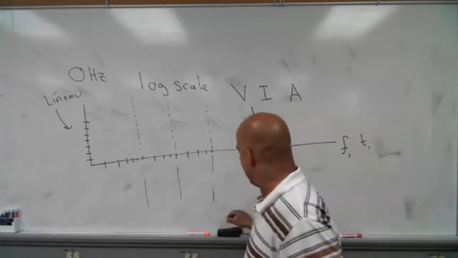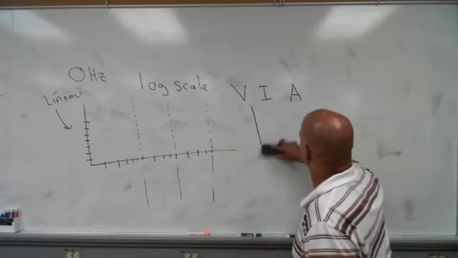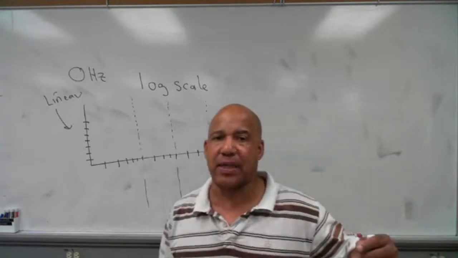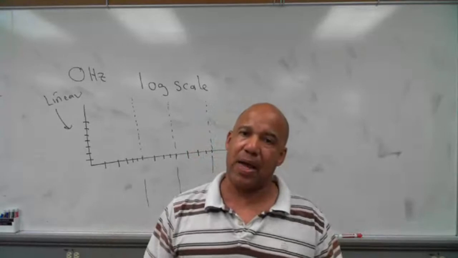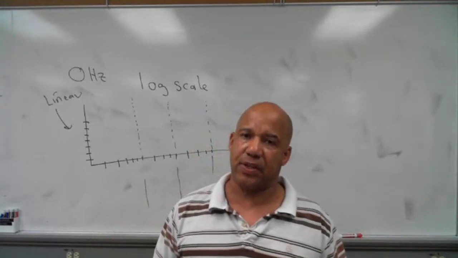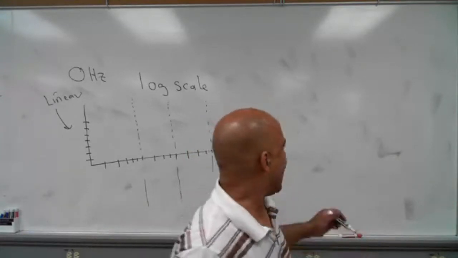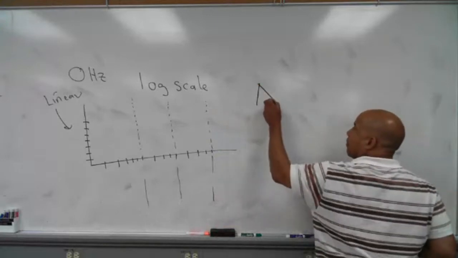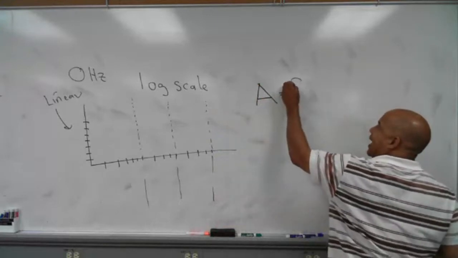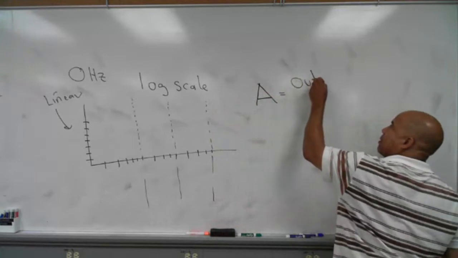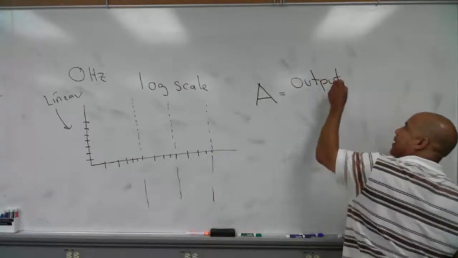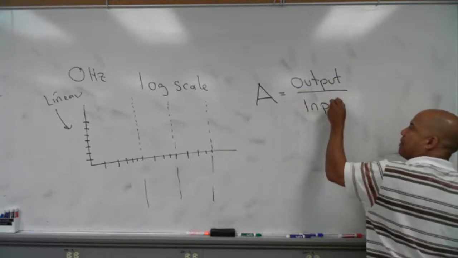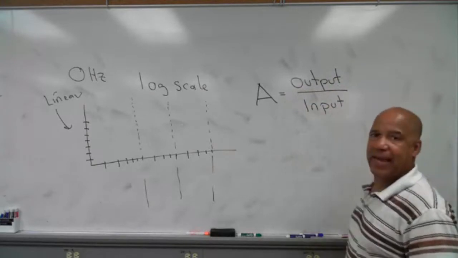Now, what is gain? Well, all gain is comparing an output quantity and an input quantity by the process of division, using the ratio. So gain, in general: I take an output quantity and I divide it by the input quantity. And that gives me my gain.